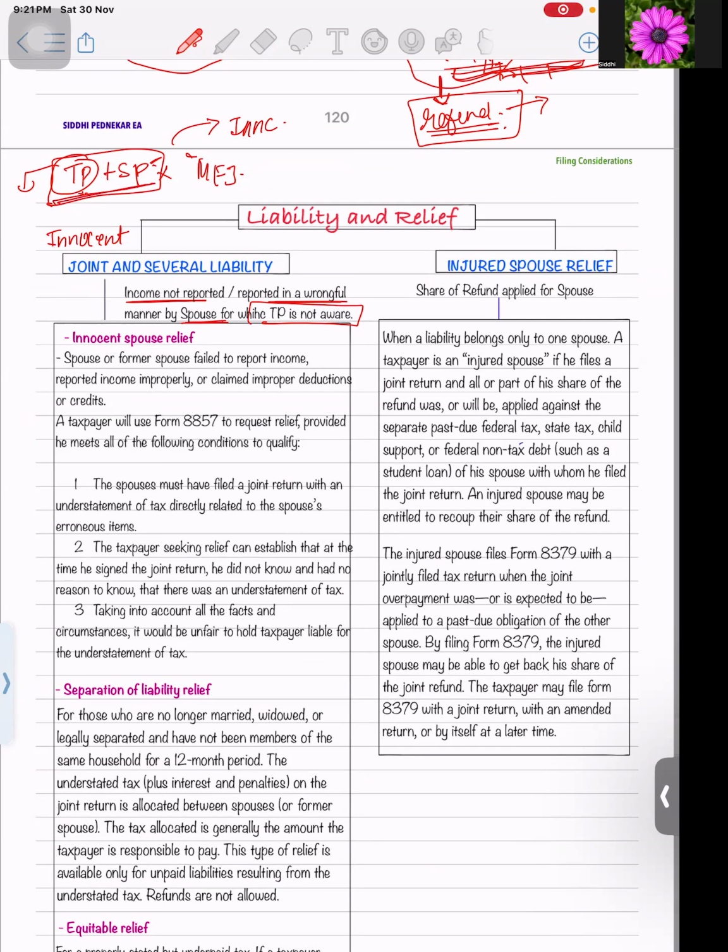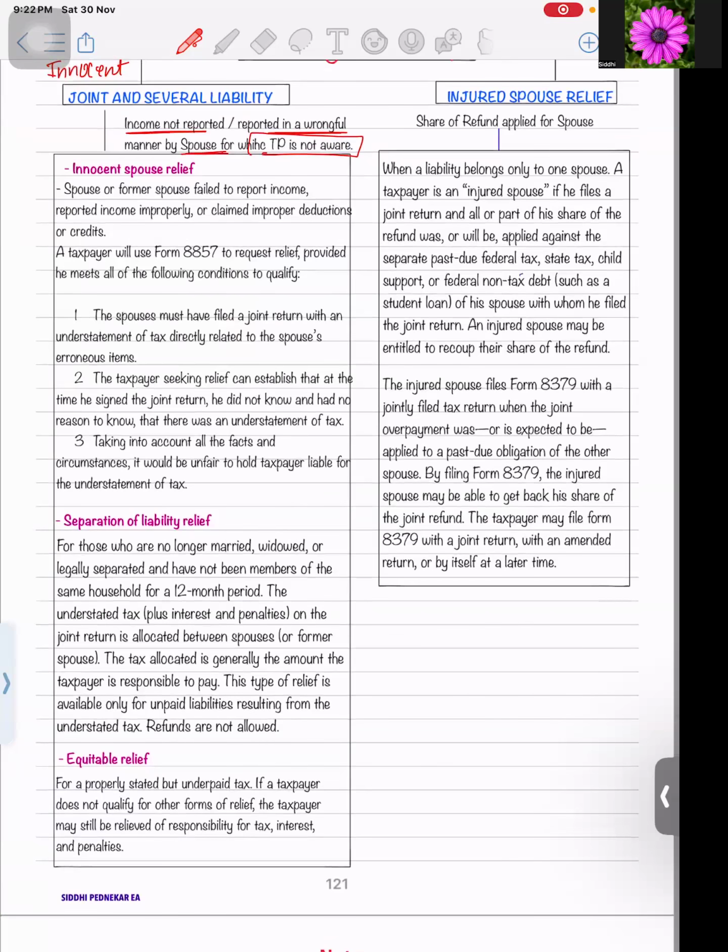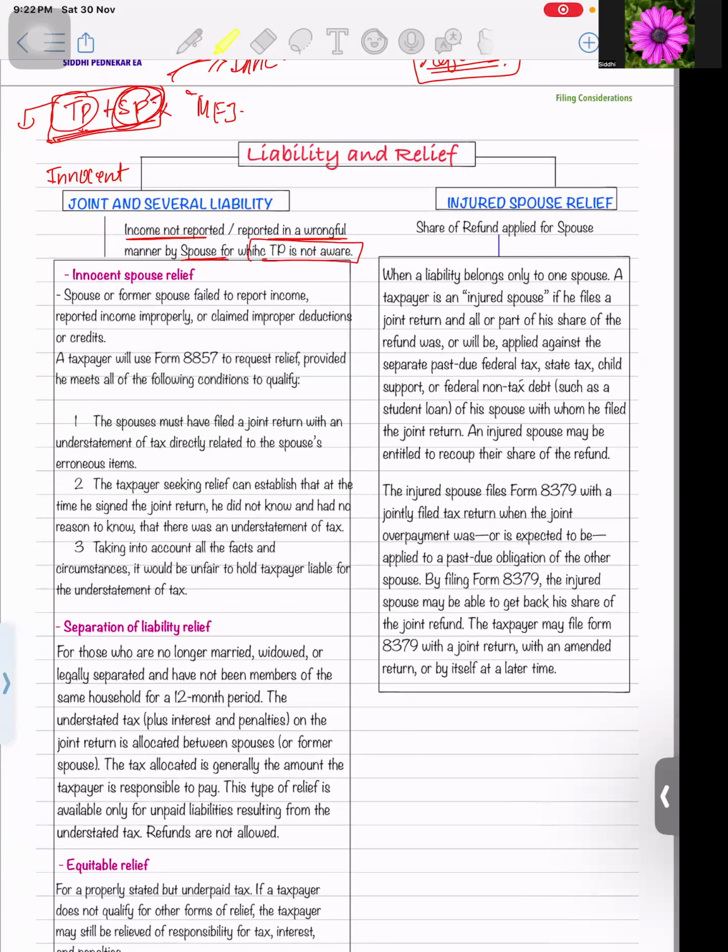They are already divorced. Okay, and in future, if IRS comes to the spouse and starts levying their assets, that you have to pay the taxes, you are not paying the taxes, you are 50% liable, then she can save herself by filing the innocent spouse relief. Okay, I hope you guys remember this. I'm not reading everything, I'm just explaining the concept which was there in the innocent spouse relief. And the taxpayer will be using Form 8857. Remember the form number. There was a question maybe on innocent or injured spouse for the form number. Okay, for injured spouse we will use Form 8379.